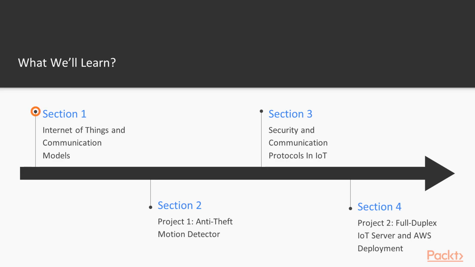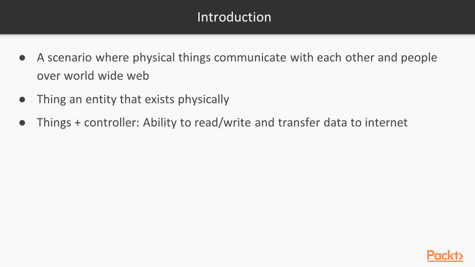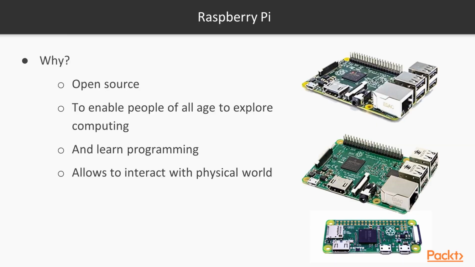So in the very first section, we will start off by understanding what is Internet of Things and its major components like smart devices, sensors, actuators, etc. We will also get ourselves familiarized with four important Internet of Things communication models.